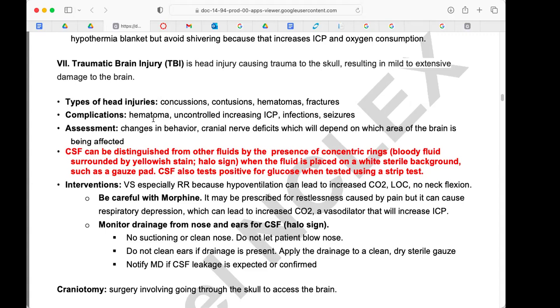Seizures are your brain's way of saying I'm very hyper excited and I'm irritated. And so any of these things can lead to hyper excitability and irritation.